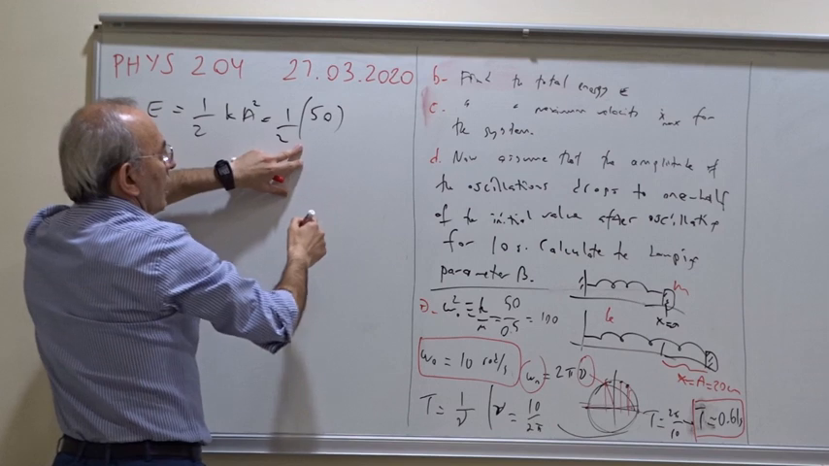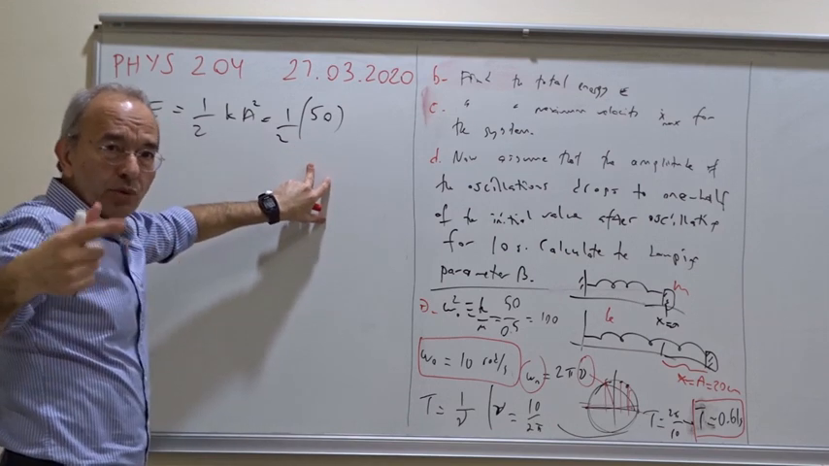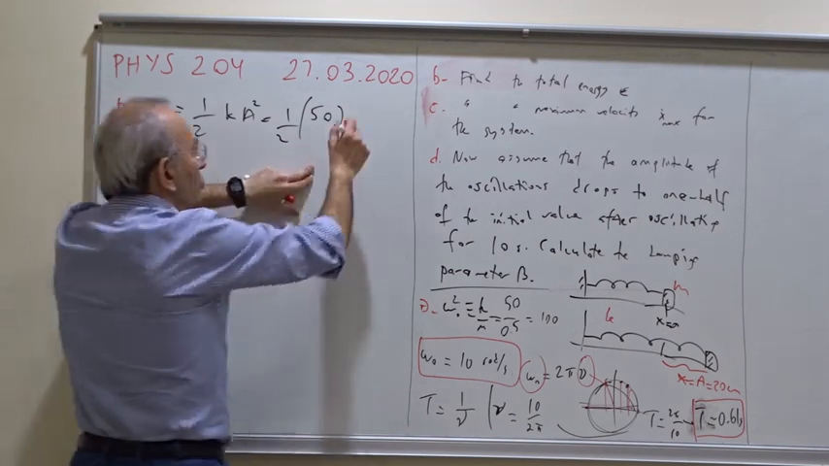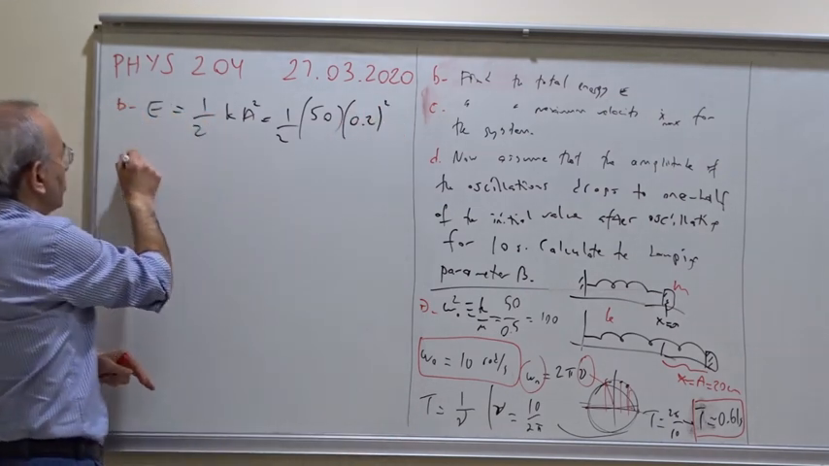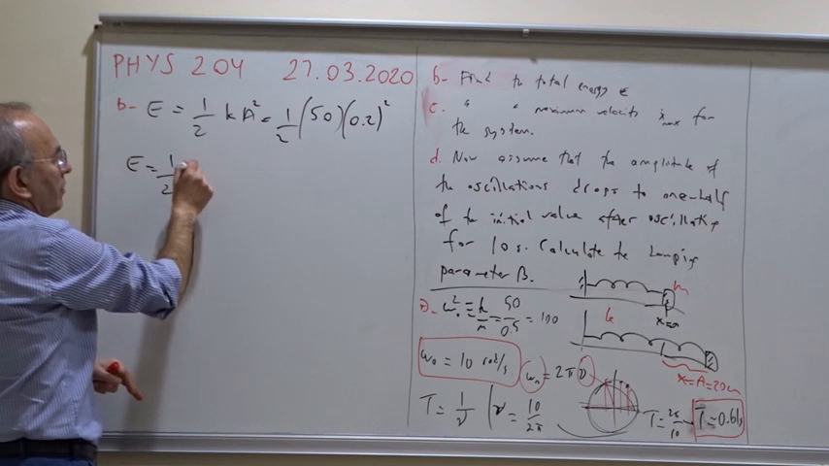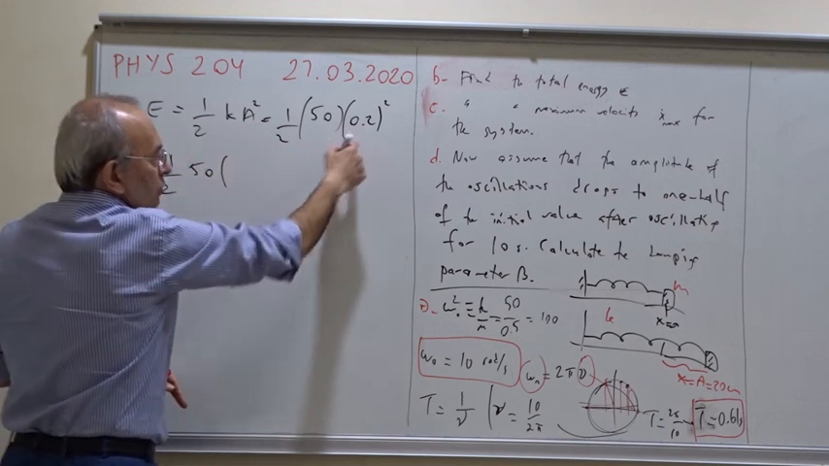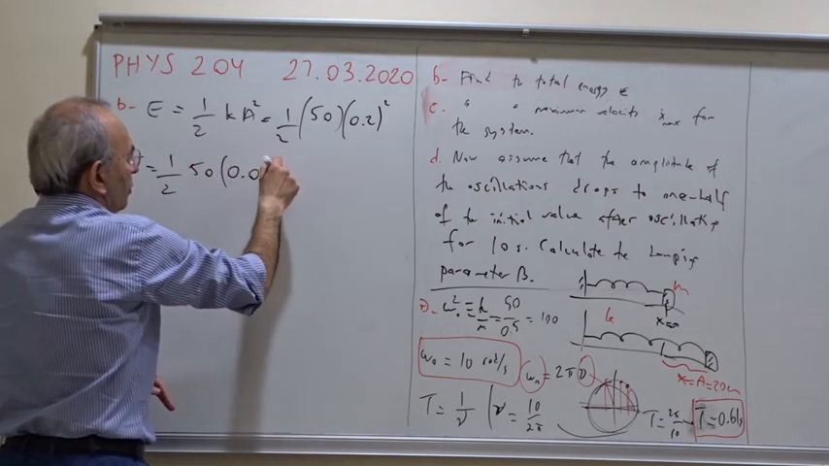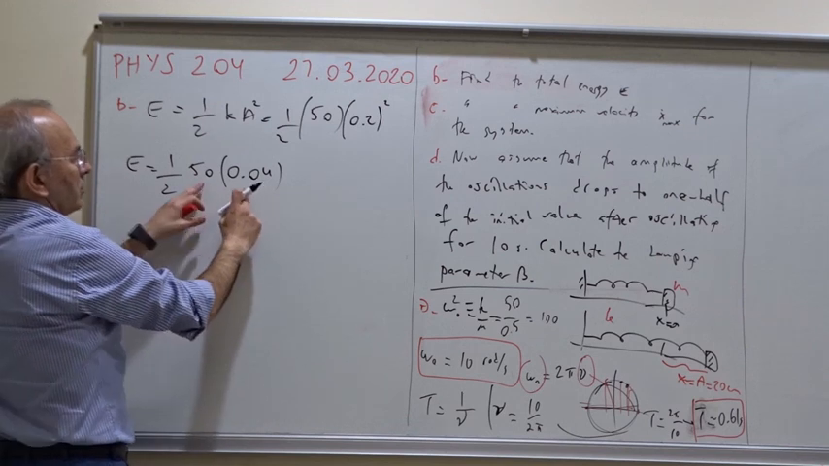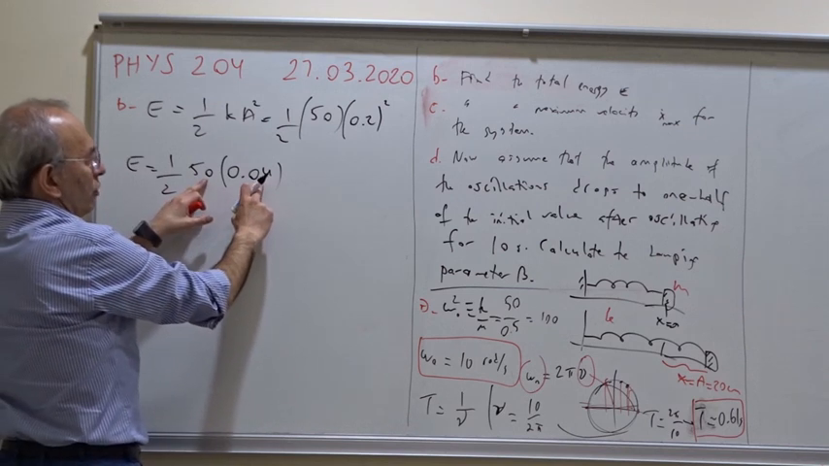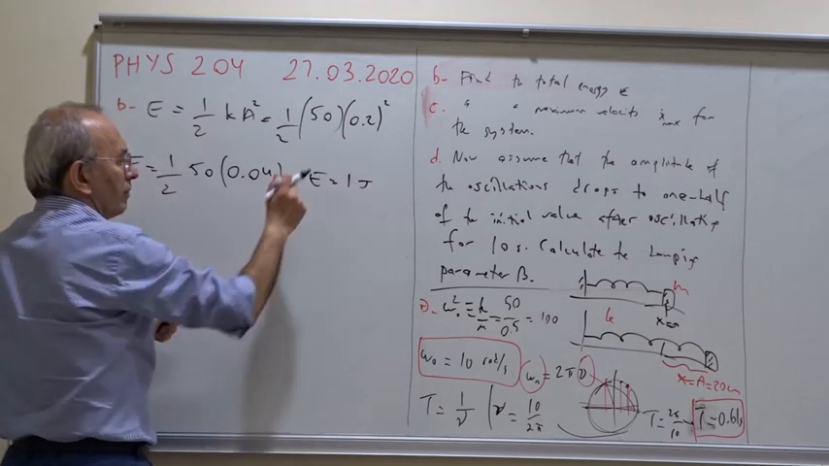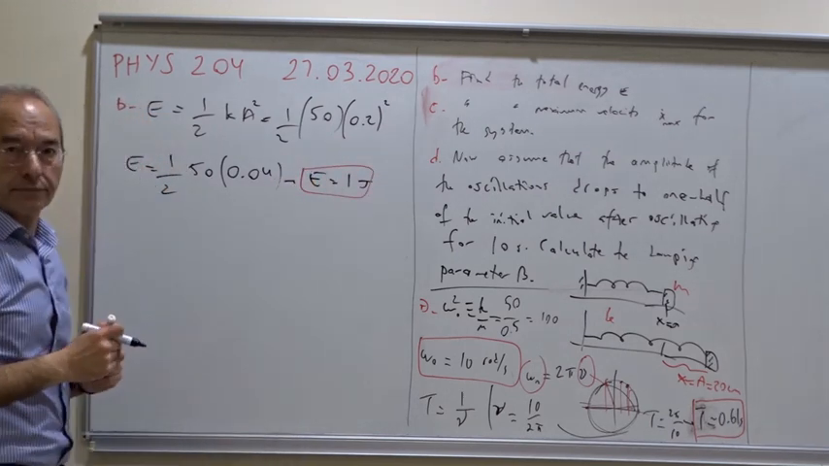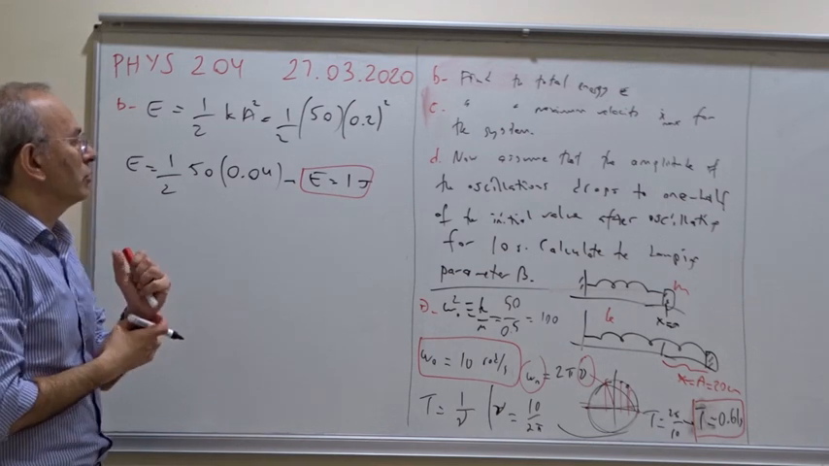50, A is 20 centimeters, but 20 centimeters can be written as 0.2 meter, and it has to be squared, so that E will be 1/2 times 50 times 0.04. And this becomes 1. So E will be just 1 joule. In SI, 1 joule.